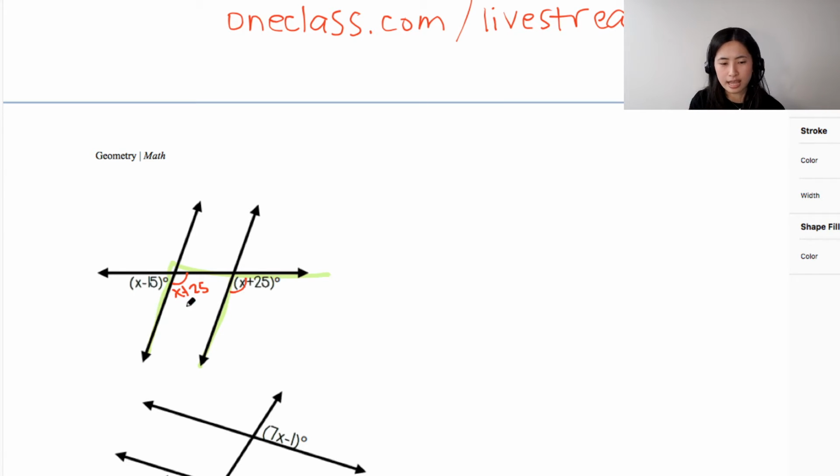So if you know that this is x plus 25, therefore, because you have a straight angle, that means you have x minus 15 plus x plus 25. This would give you 180 degrees. Yeah, and that's it. So you don't really need to rotate this. I just realized that you can just look at the figure and have x plus 25 here and this equal to one another, and then you can just have 180.